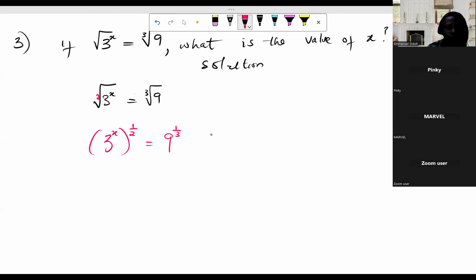So now multiply this power: x times 1/2 is x/2. Then we can express 9 to have a base of 3. So 9 is 3 squared, but we have the power 1/2 there. It is 4, so 1/3 there. So we have that.